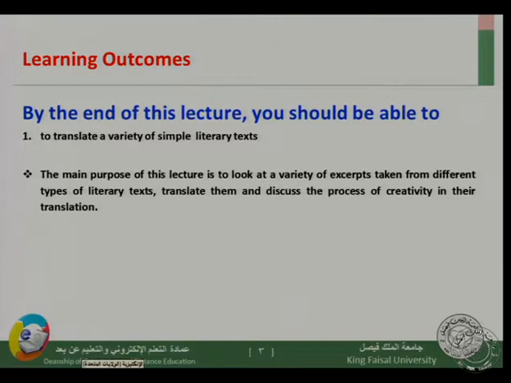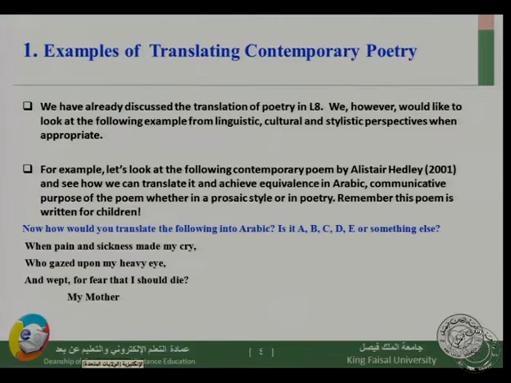So today we will have examples on how to translate contemporary poetry. Contemporary poetry has its own features, its own messages, its own structure, its own style, and so on. But again, whether it is Arabic or English contemporary poetry, it is still poetry, and it has its own rhyming, versification, rhythm and stylistic features.